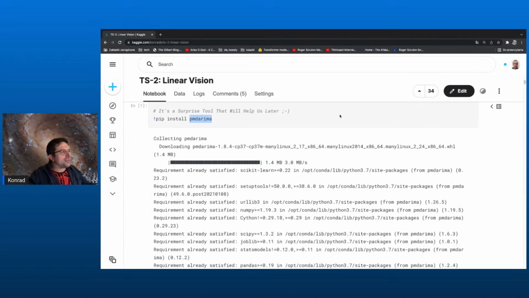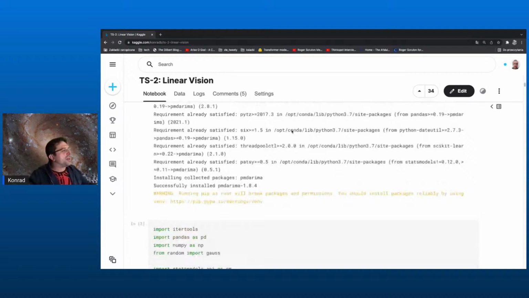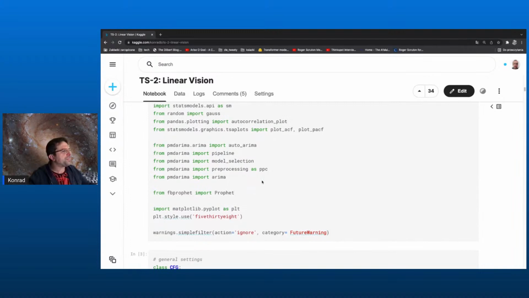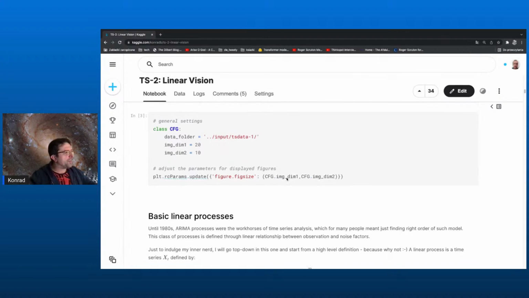Anyway, install PMD ARIMA, then the usual imports, some that are left over. I'll be referring to the relevant bits. We will need auto ARIMA for fitting models automatically, pipeline for combining the elements, model selection pretty much self-explanatory, pre-processing I actually don't think we end up using. This is the setup.